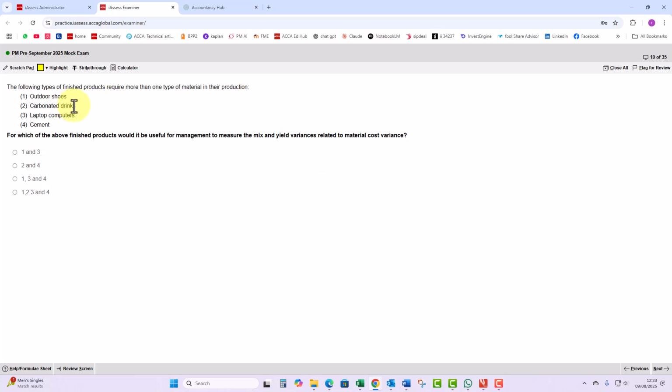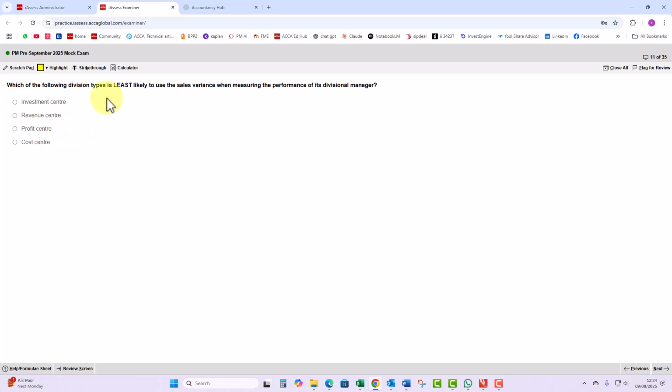Carbonated drinks are made up with a series of ingredients, so that would be. Laptop computers, they can't put fewer microchips in or more microchips, so again, it doesn't really make sense there. Cement is something that's mixed. The correct answer is 2 and 4, and often mix and yield variances are for things that are food or materials. So which of these is least likely to use the sales variance?